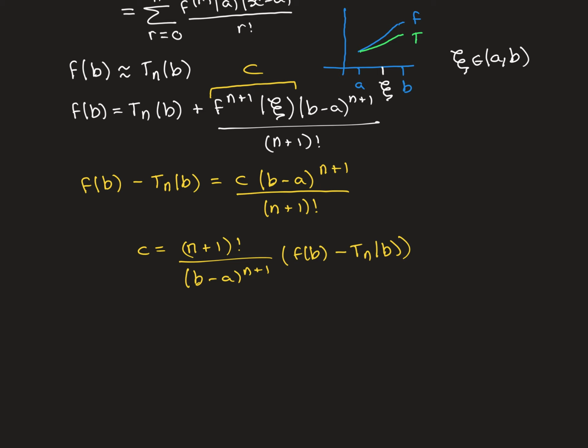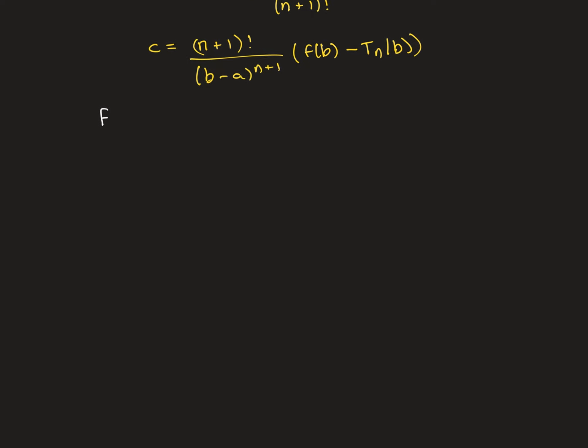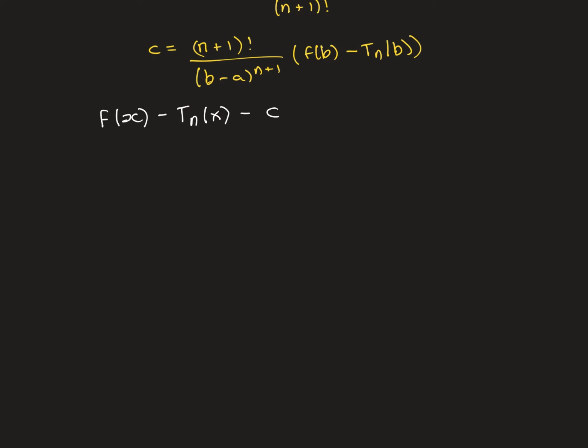So this is how I'm going to do this. I'm going to define a new function on my closed interval from a to b, and it's going to be defined by this function rule as follows. I'm just going to move the page so I've got more space. So we're going to have the function f. We're then going to subtract off the Taylor polynomial evaluated at x, and we're also going to subtract off this magic c value times (x minus a) to the power of n plus 1 over (n plus 1) factorial.